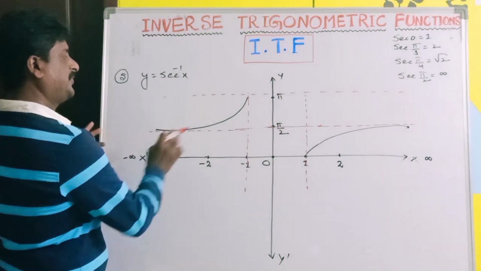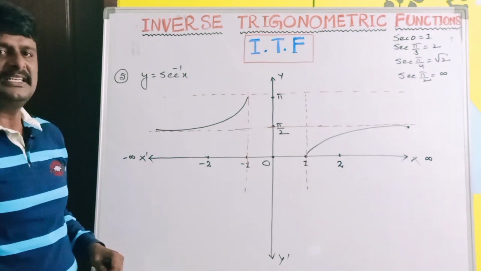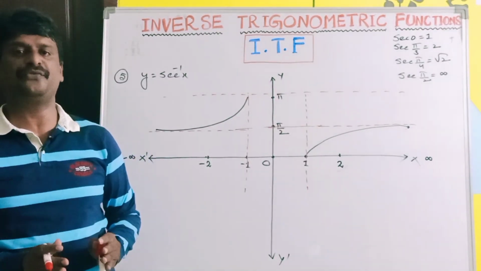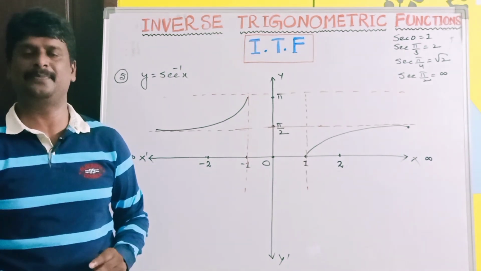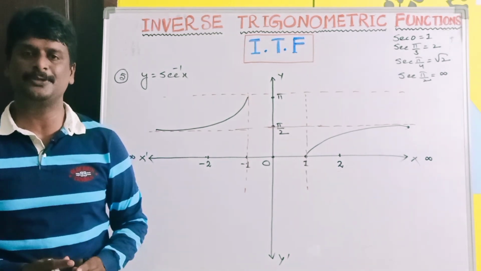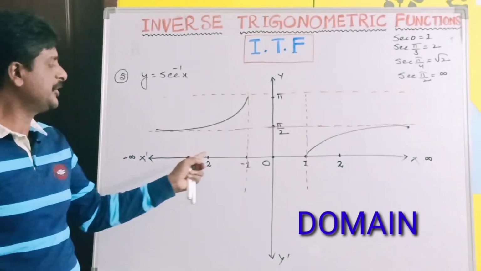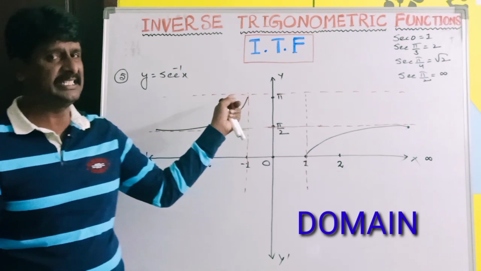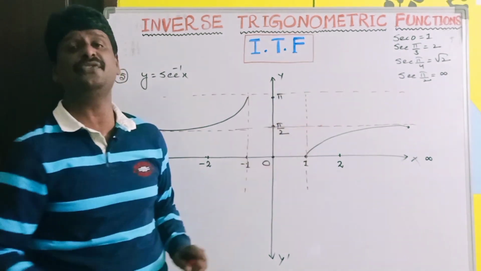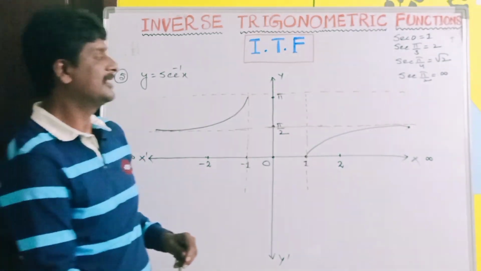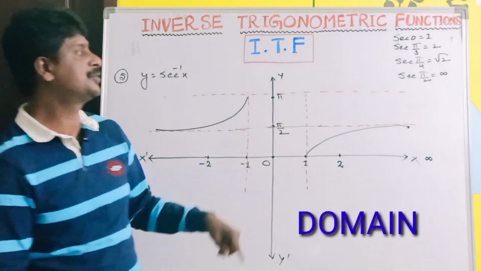So from minus 1 to the left side, the graph exists. From plus 1 to the right side, the graph exists. It means secant inverse x is not defined for all real numbers on the x-axis. It is defined for just particular real numbers. The set of those x values is called its domain. So the secant inverse x domain includes minus infinity to minus 1, where there is no problem defining secant inverse x. Minus 1 to 1 it is undefined. Again from 1 to infinity it is defined everywhere. That's why the secant inverse x domain is minus infinity to minus 1 union 1 to infinity.